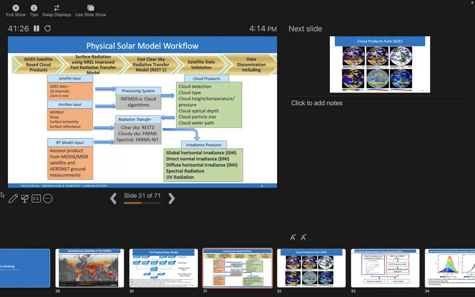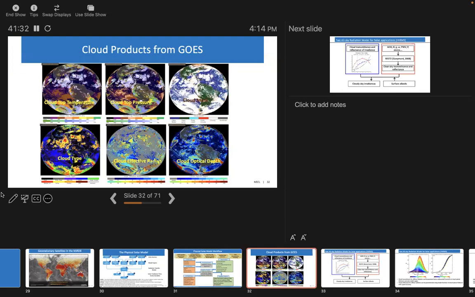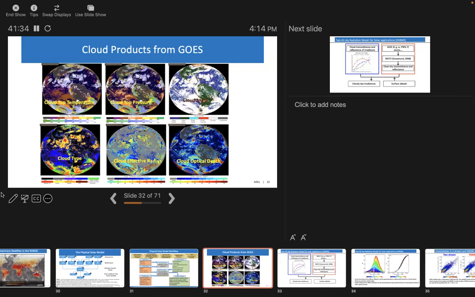But nevertheless, that's what you can get from our website. It is just a sequence we follow to get to the final product. There's an example of the cloud product. So we can get cloud top temperature. What it essentially tells you is how high your cloud is.